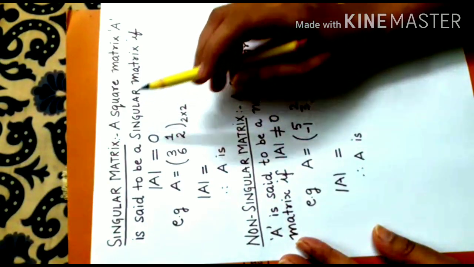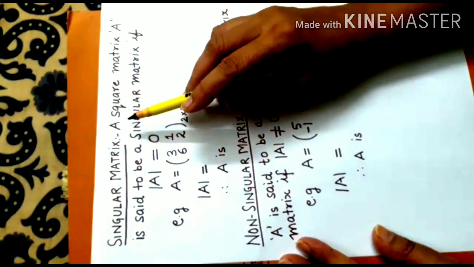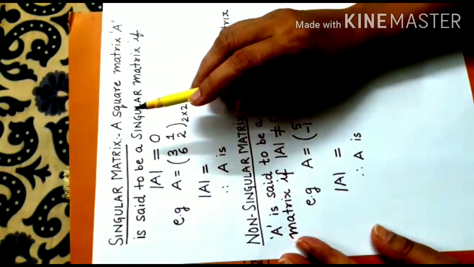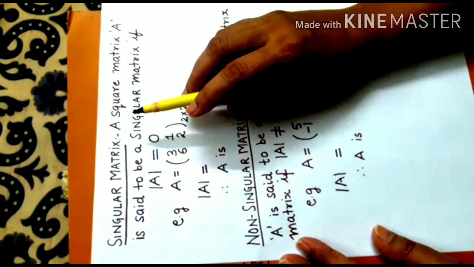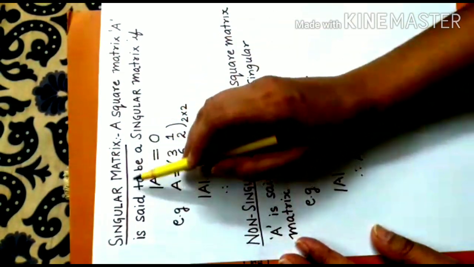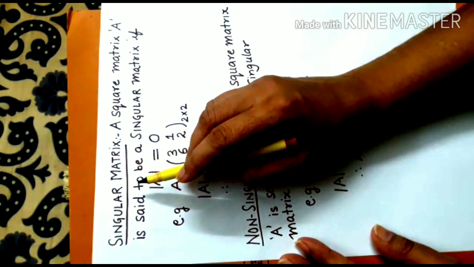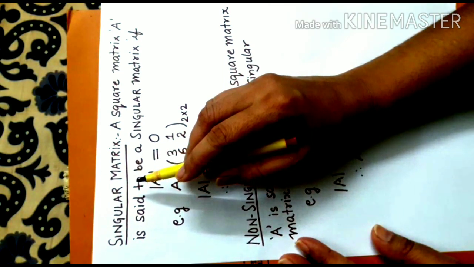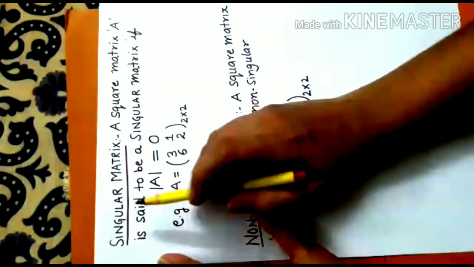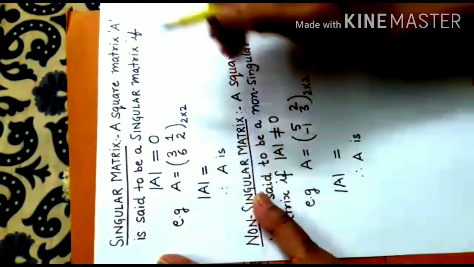So far we have discussed the adjoint of a matrix and the determinant of a matrix. Now, today we will discuss singular matrix, non-singular matrix, and the condition for invertibility of a square matrix. So let's take singular matrix.